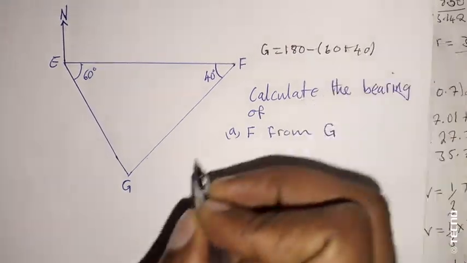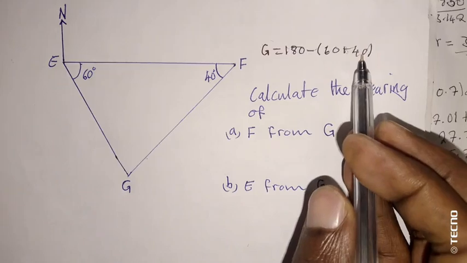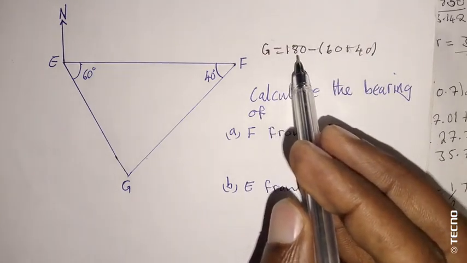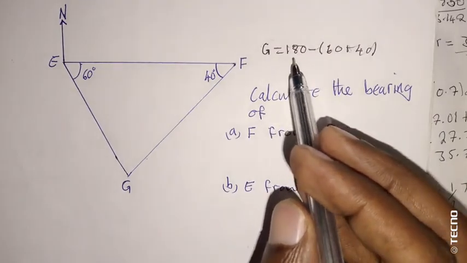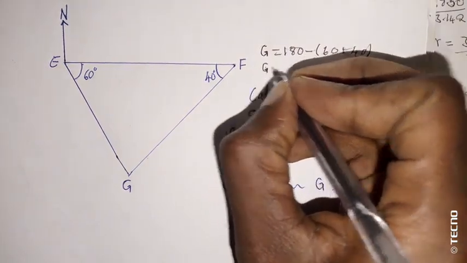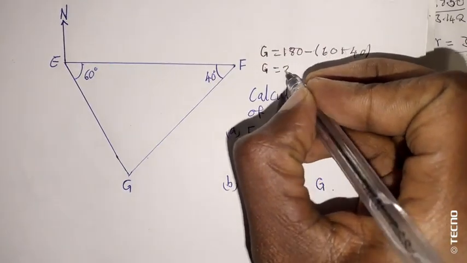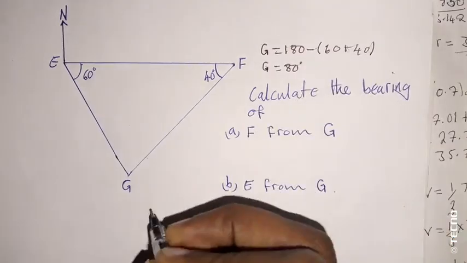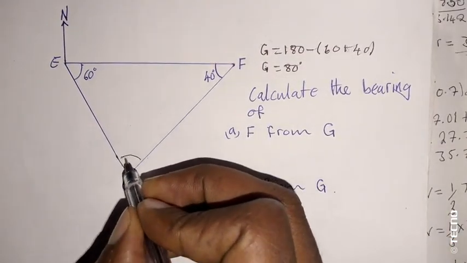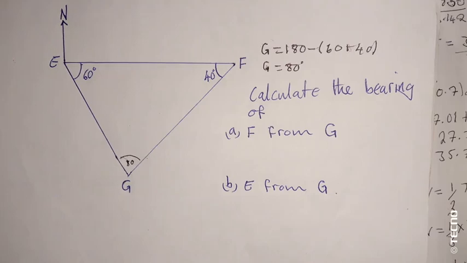Okay, so this is paper 1, we don't use a calculator. So once you add this, you get 100. Then you subtract 100 from 180. So at G here, you are going to have 80 degrees. So the angle at this point is going to be 80 degrees.